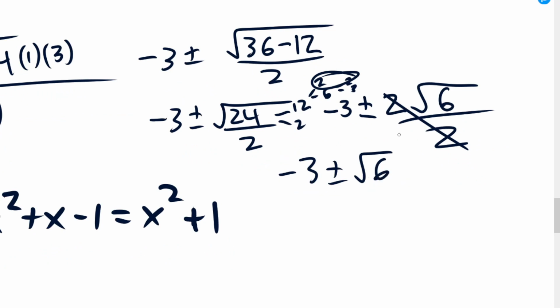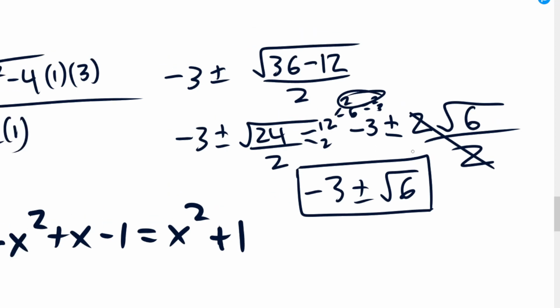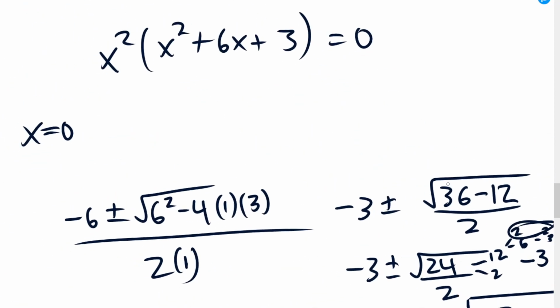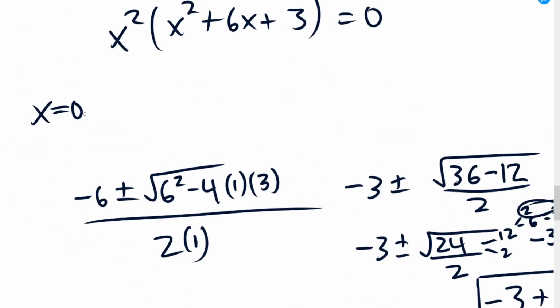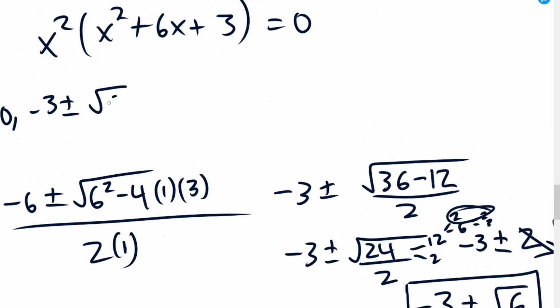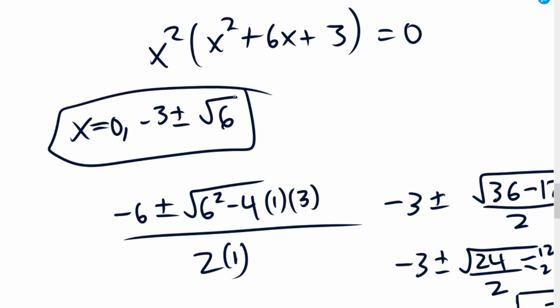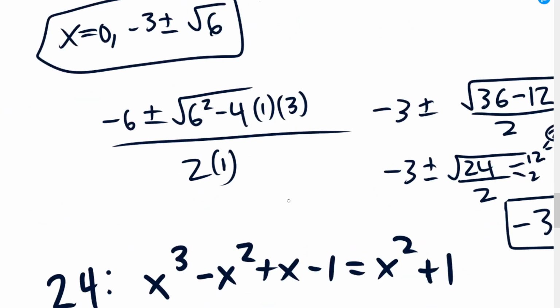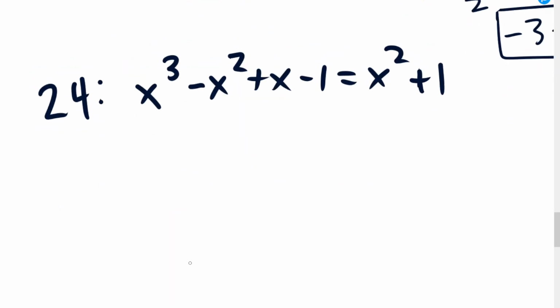Again, I don't think yours will be like that, which is why I'm sort of rushing through it. But basically that's the gist. If you can't factor, then you want to do the quadratic formula. We have our zeros, which are going to be 0, -3 plus or minus the square root of 6. And this is technically 3 answers. Well, 4 if you count the 0 because it's plus or minus. But that doesn't really apply.